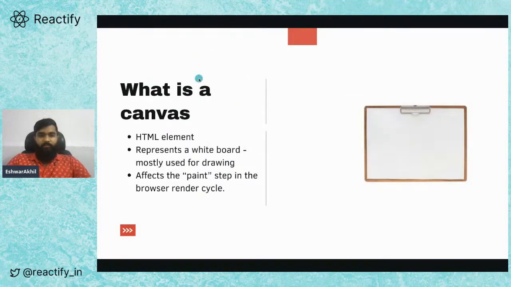So what's a canvas? The best way to understand canvas is like a drawing board, right? So you have a drawing board like this, and canvas is an HTML element, and it represents a whiteboard mostly used for drawing, and it affects the paint and the recalc step in the browser render cycle, right?